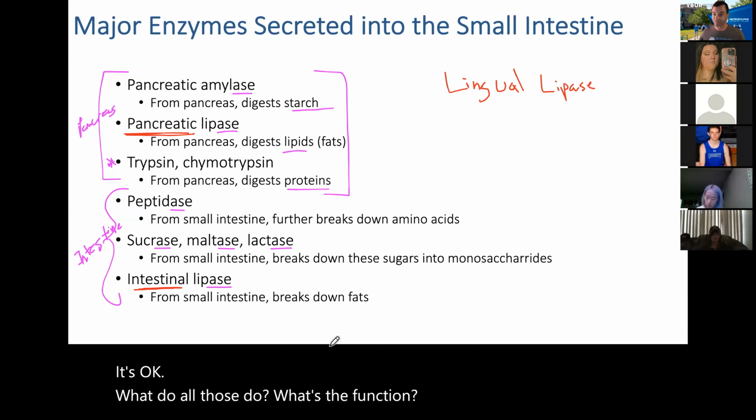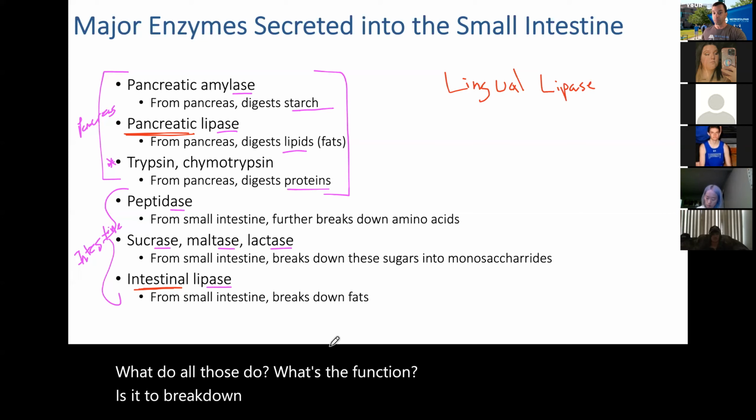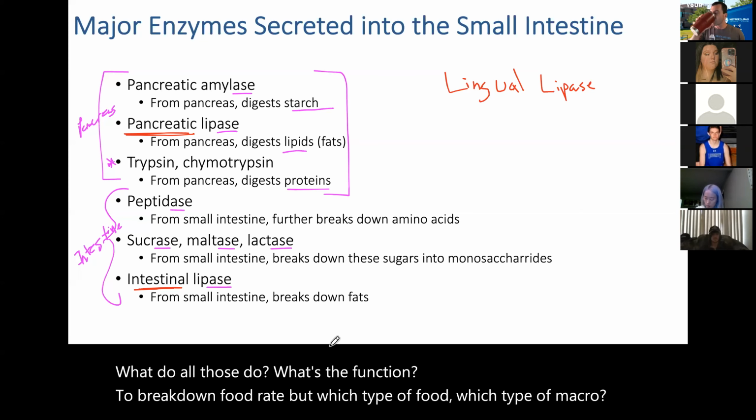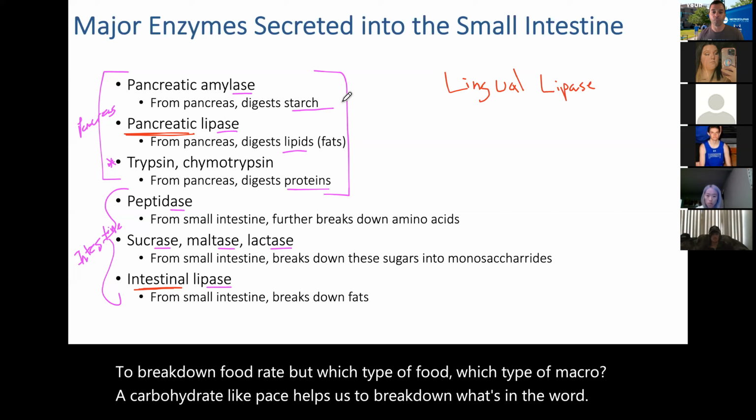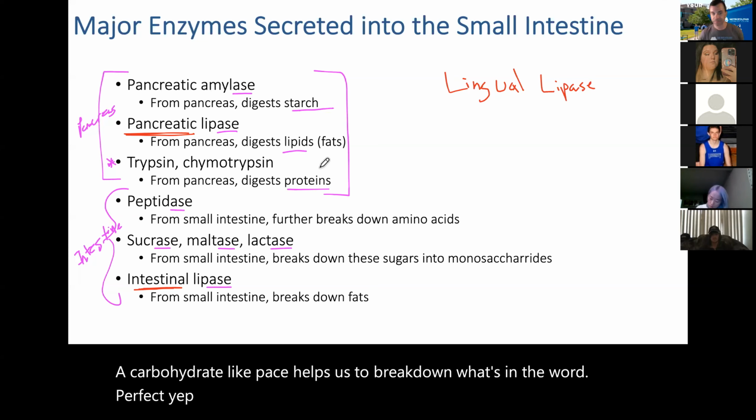Is it to break down food, right? But which type of food? Which type of macro? Carbohydrates. Lipase helps us to break down what's in the word. Fats. Yep. Lipids, fats. Okay.